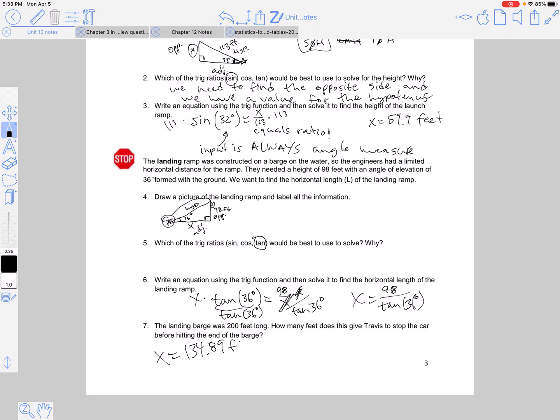134.89 feet. The landing barge was only 200 feet long. How many feet does this give him to stop the car? So 200 minus 134.89 equals 65.11 feet.